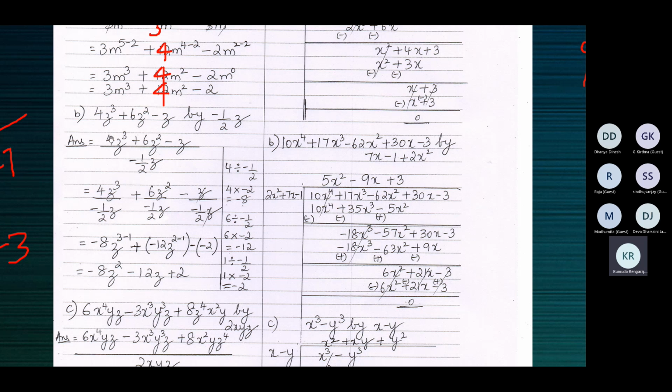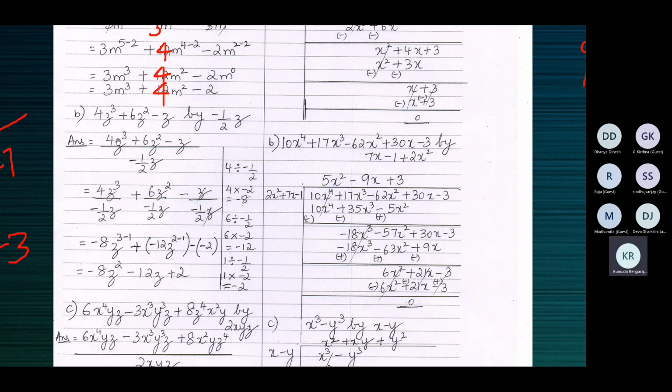So see, this is the first step. Write the expression. This is the dividend expression. Write that in the numerator, divided by this. Then every term in the numerator, 4z cube divided by minus half z. The connecting sign is this one. Don't get confused. In the denominator, you will get minus half z everywhere.